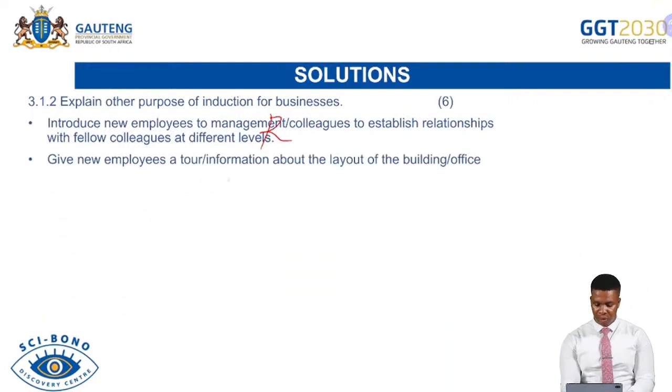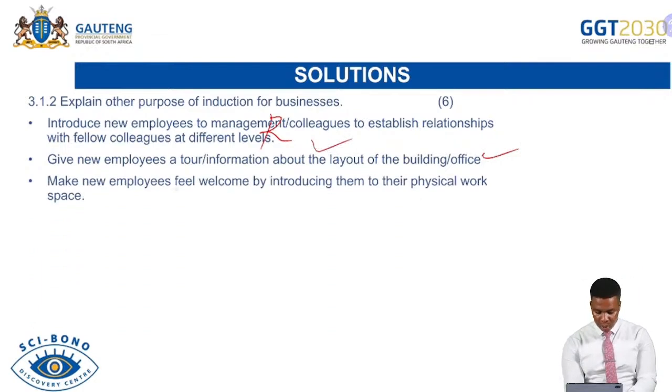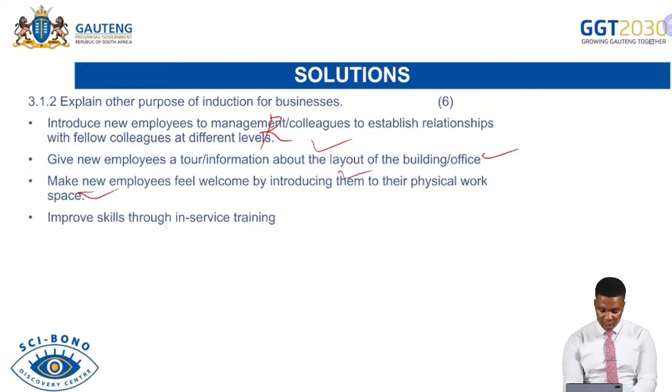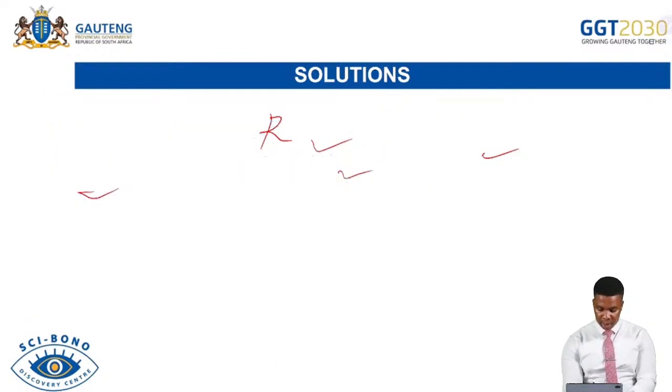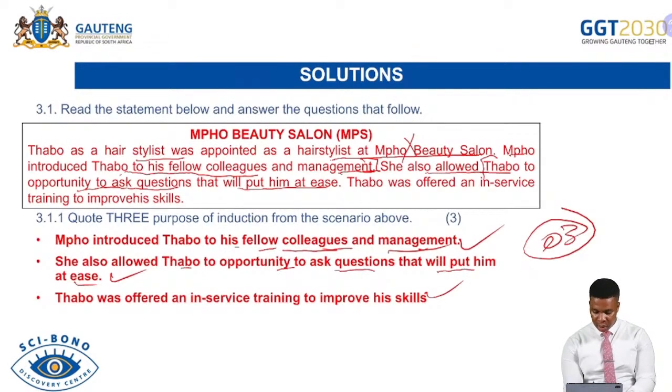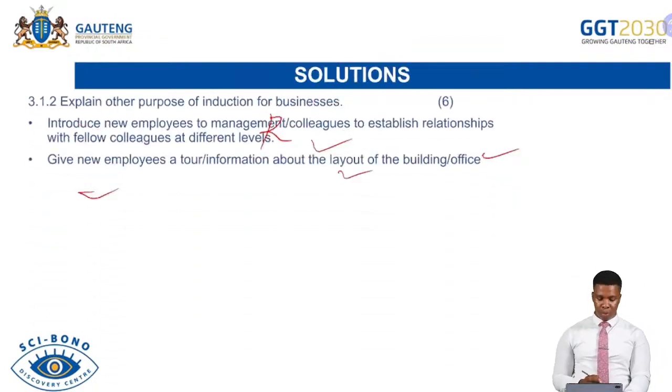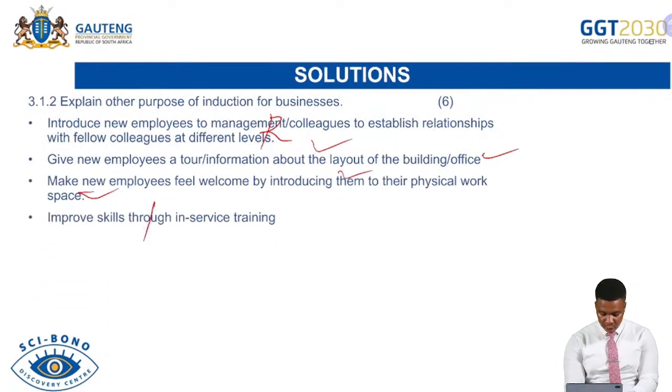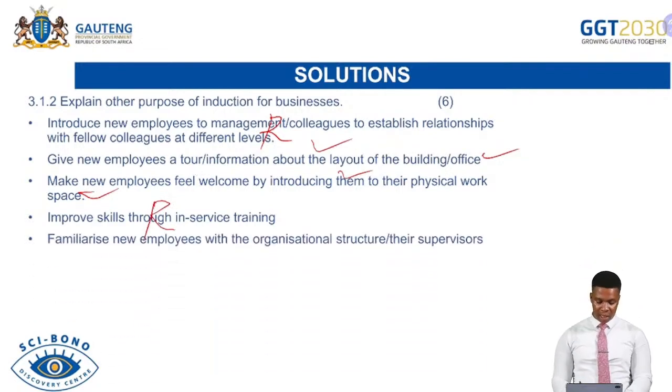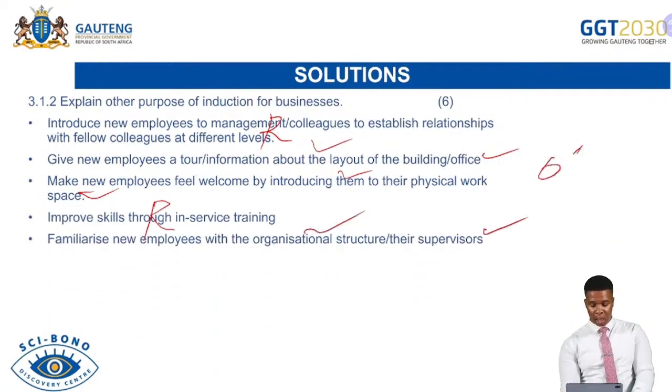And then give new employees information about the layout of the building or office. That's 2 marks for that. And then make the new employee feel welcome by introducing them to their physical workspace. That's 2 marks for that. And then improve their skills through in-service training. Now let us look into the previous slide. In the scenario, do we have anything about in-service training? Yes, Thabo was offered in-service training. So this would be a repetition, so we cannot allocate marks for this fact because it already gave you marks in the 3.1.1 question. Then familiarize the new employee with the organizational structure. That's 2 marks for that, and that's how you'd get your 6.